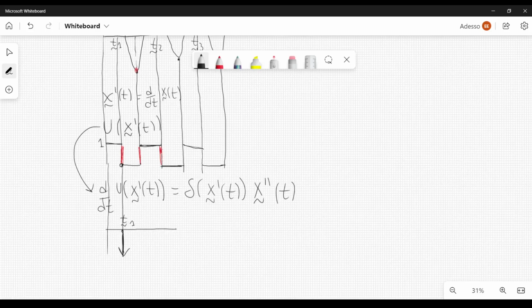Then it will have a positive Dirac delta because we go from 0 to 1, so it's increasing, and therefore here we have a positive Dirac delta at this point. Then we have another negative delta at this point, which is t equal to T2, and then you get the idea, right? So here you get another positive delta, here you get another negative delta, and so on and so forth.